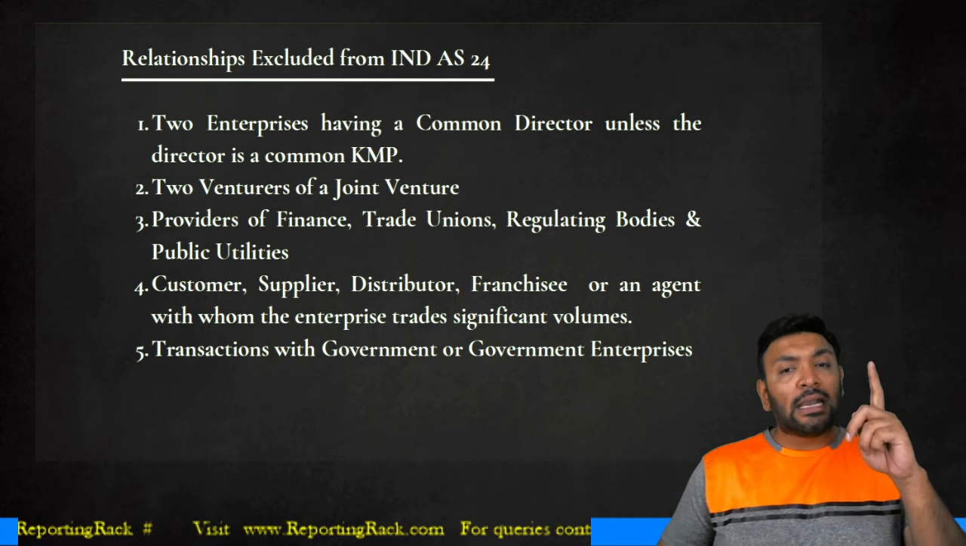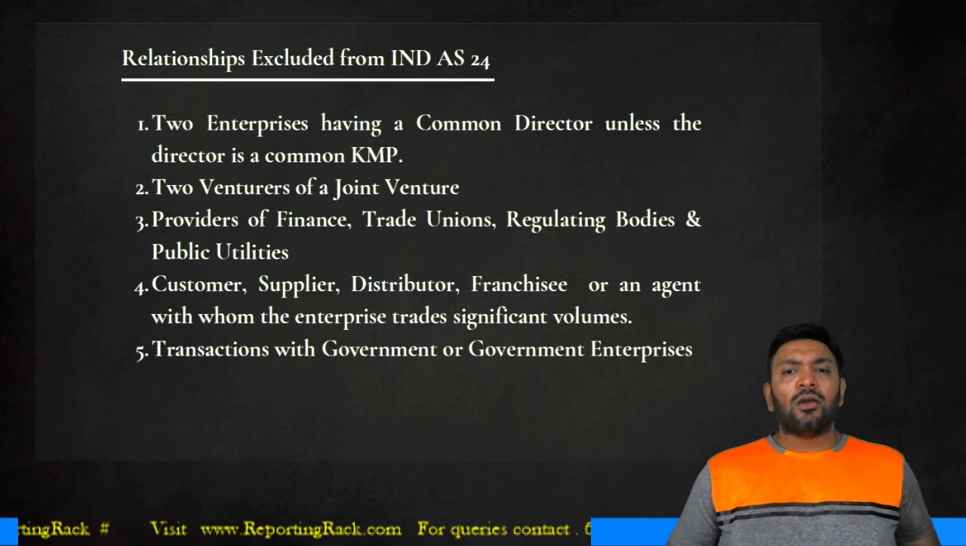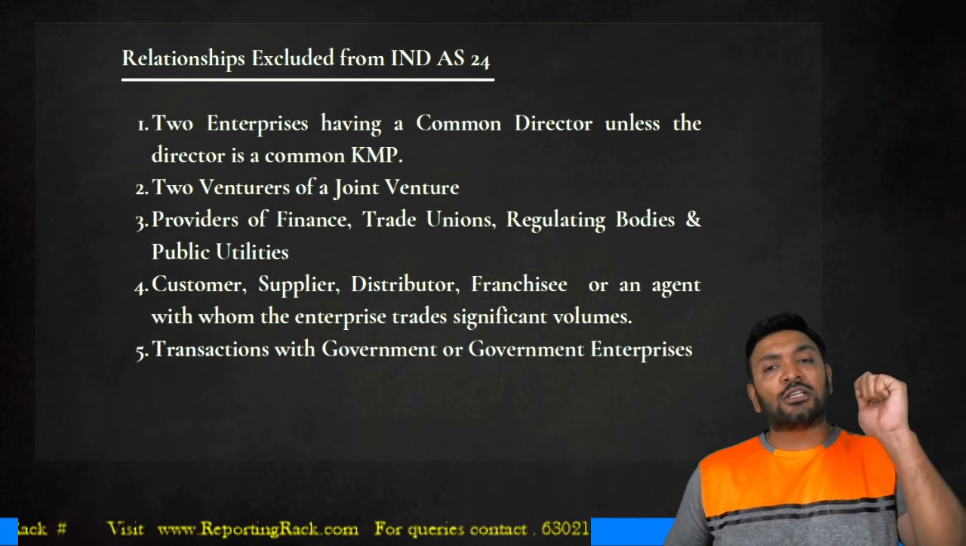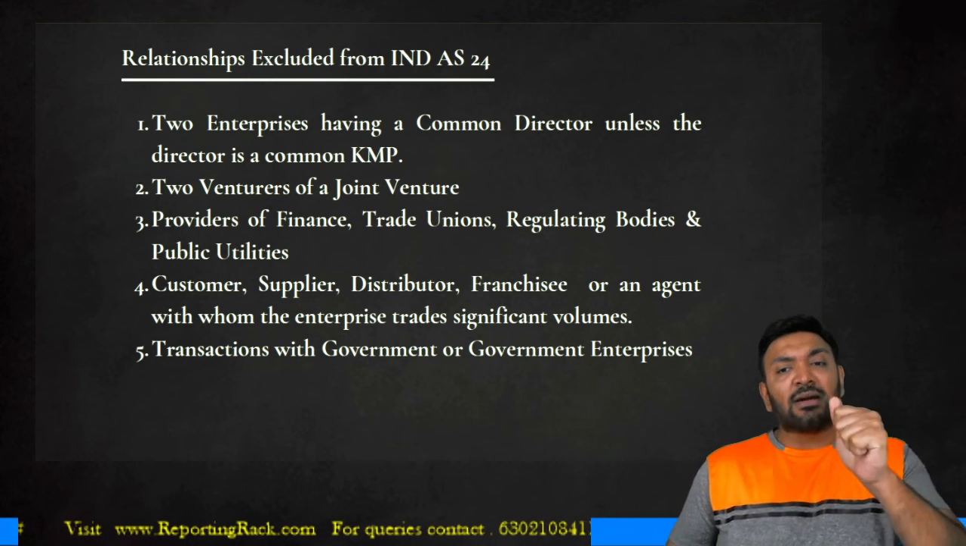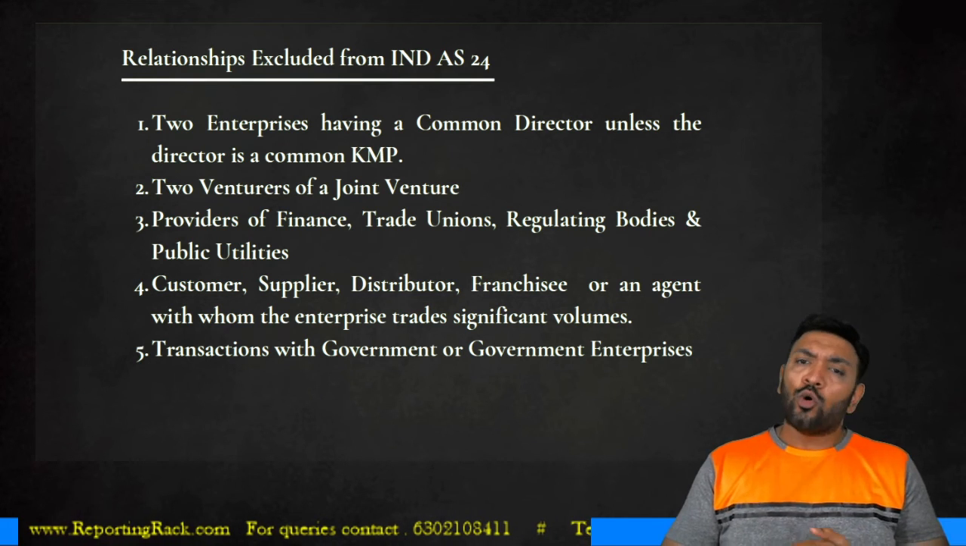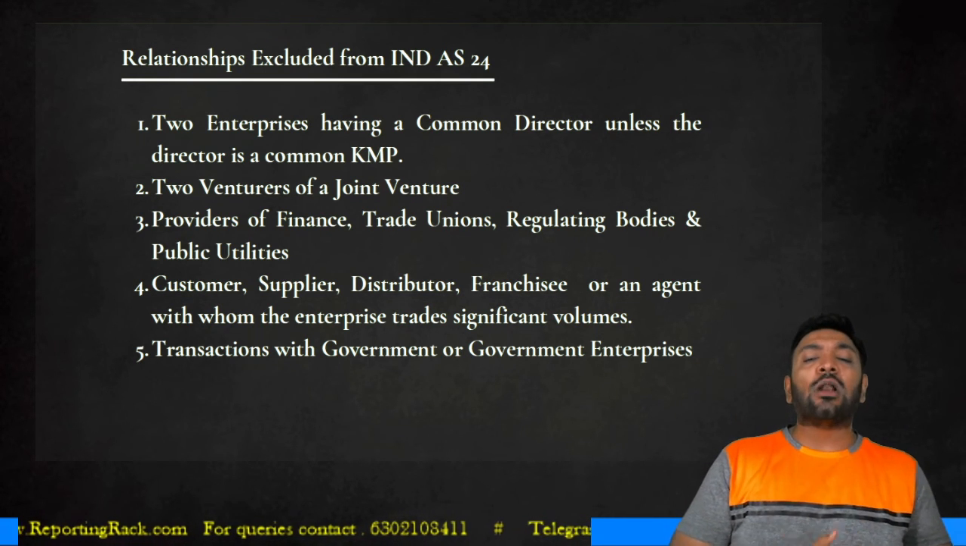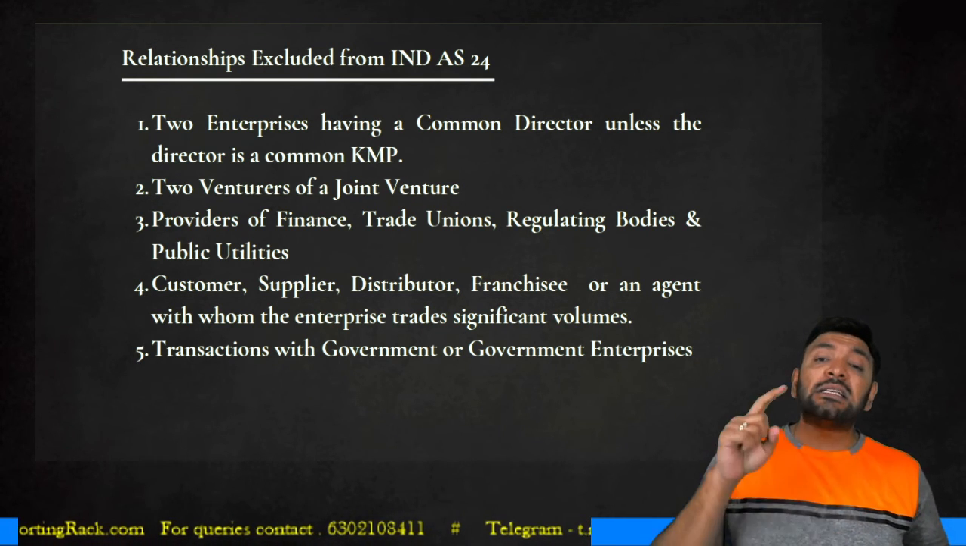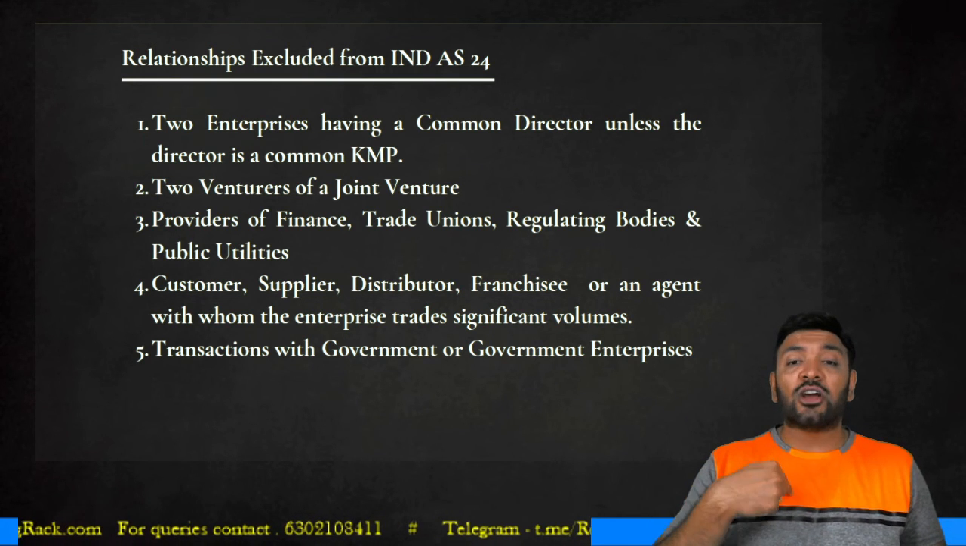I have only one single customer. Whatever I produce is only sold to that customer. Customer is giving me requirement. Based on his requirement, I'm manufacturing goods. Only that is my customer. Beyond that, I don't have any other customer. Can this single customer be called as your related party?